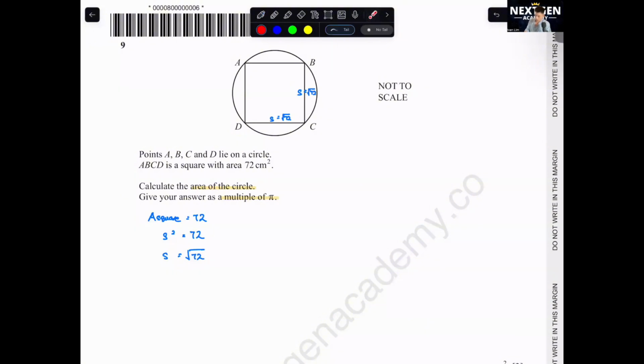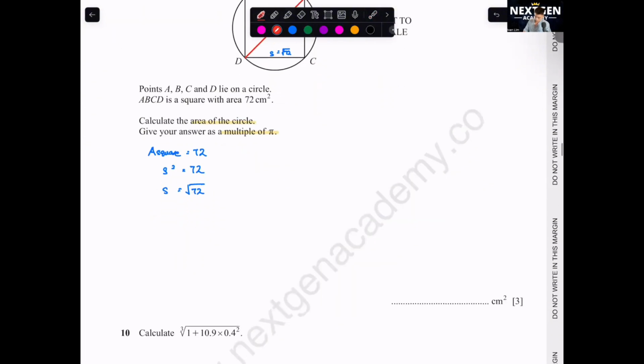Because the formula of area of the circle is pi r squared. How to find r? We find the diameter first. Okay, here is your diameter. Then we take pi r squared, then we divide the diameter by 2. This is a right angle triangle, so we're going to use the Pythagoras theorem. Here will be root 72, root 72.